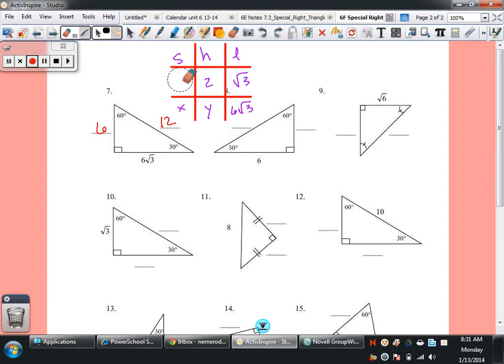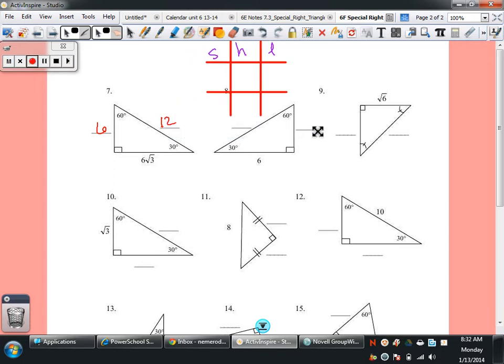I'm going to reuse the grid each time to save ink. Some of you are laughing. Some of you aren't.